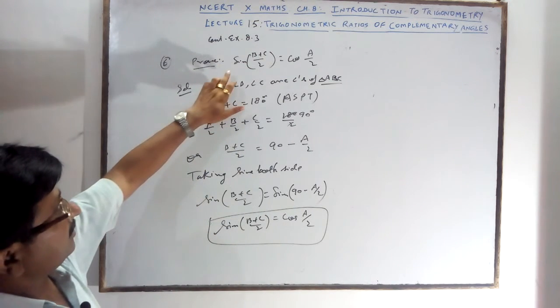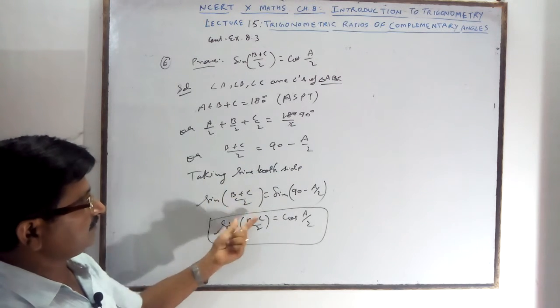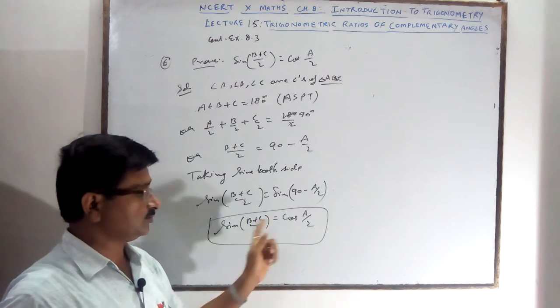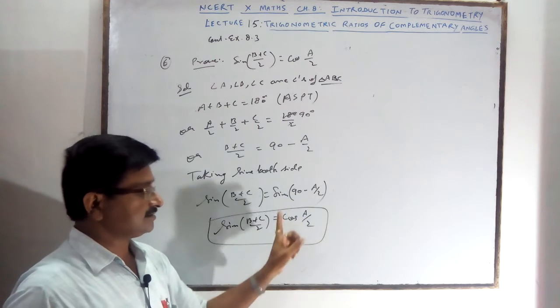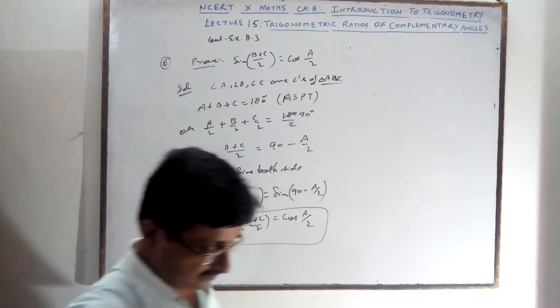If you want cosec here, write cosec on both sides. Cosec of (B plus C) by 2 equals cosec of (90 minus A by 2). You get cosec of (90 minus theta) is sec theta. So any questions you can form yourself.